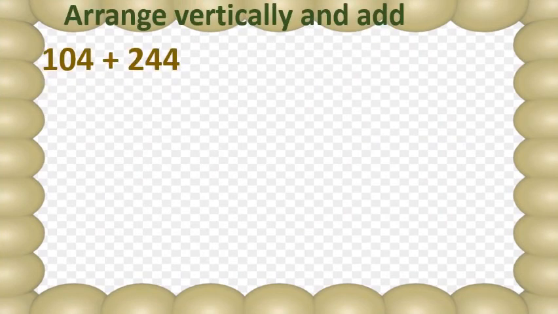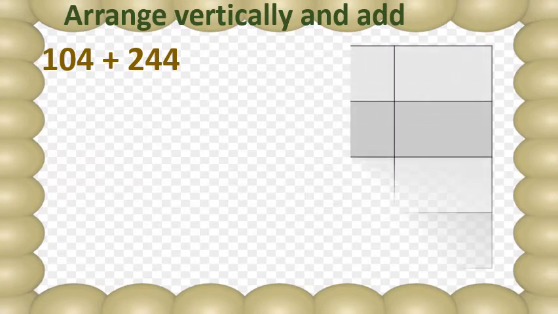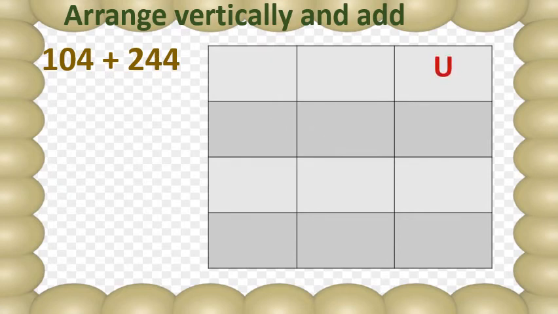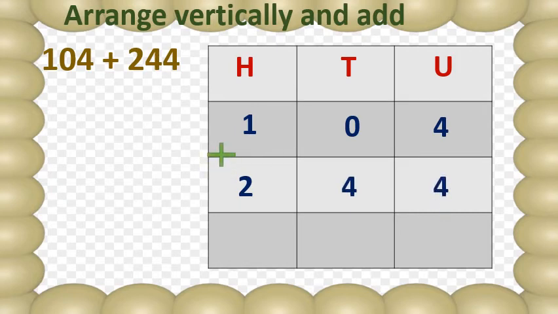One more example we will see, that is 104 plus 244. Okay? Again we will draw the table, we will write units, tens and hundreds. We will write the number 104 in the first row and 244 in the second row. Okay? We will add them from the unit place.